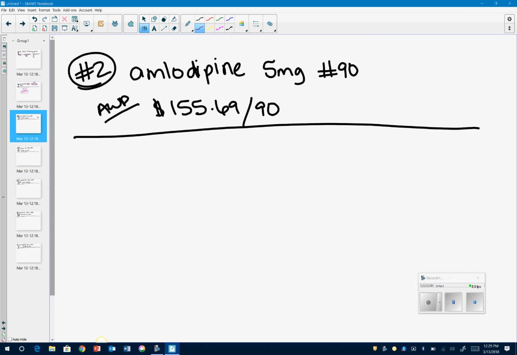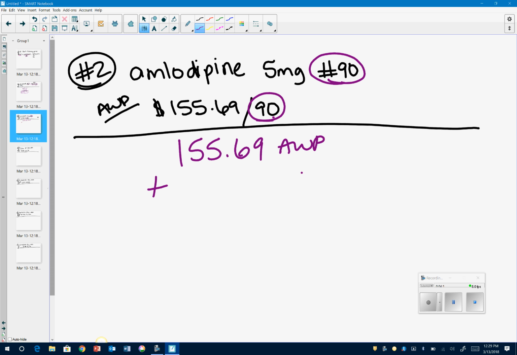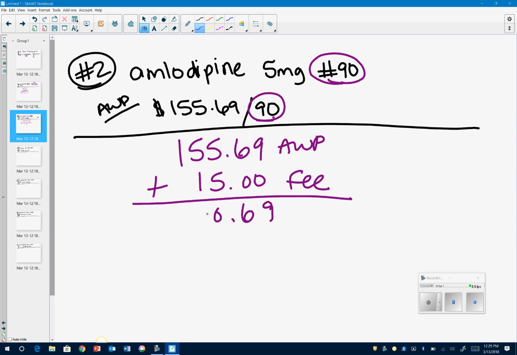Number 2, your prescription is written for 90 tablets, and the AWP price is for 90 tablets. So it's $155.69 for 90 tablets. So again, this one's very easy. All you do is add the dispensing fee to the AWP. This is AWP plus your dispensing fee. Again, this is more than $50, so it'd be a $15 fee. It should come up with $170.69.